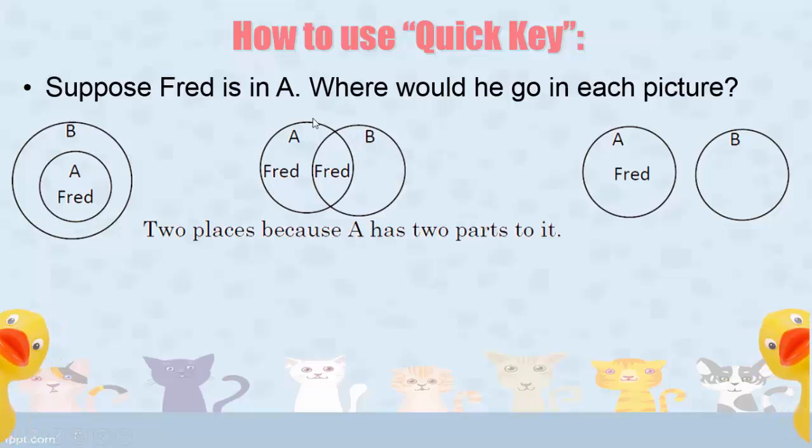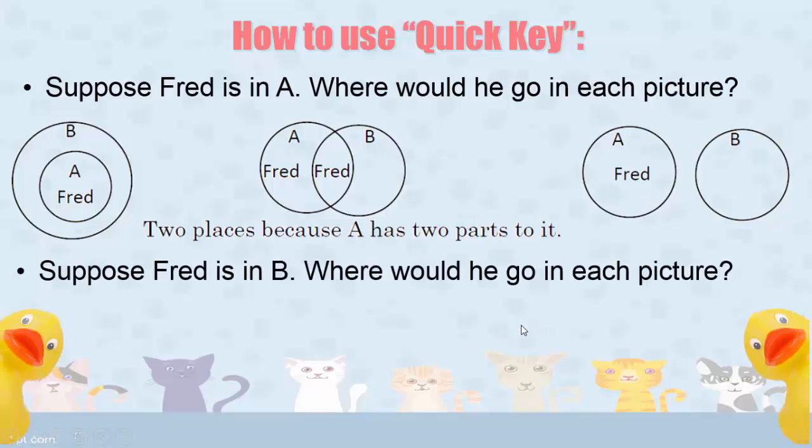If Fred is in A, he can be either in the intersection of A and B or outside of B, for example, the pet cats and the cats that are not pets. Or Fred can be part of a set A that does not intersect with B. For example, this would be purple things, but Fred is a yellow duck.